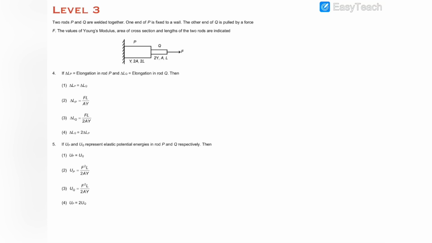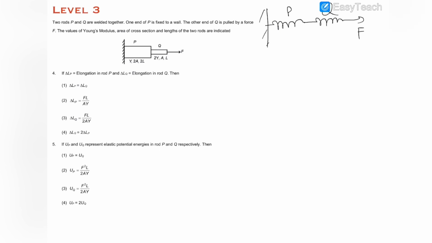In this question, you can see that there are two rods P and Q which are welded together and P is fixed on the wall. A force F is applied on this rod and the values of Young's modulus, area of cross section and length are given. So we have to find out the elongations and energy stored in the two wires. So let us use the spring analogy and let us assume that this is spring P and this is spring Q.